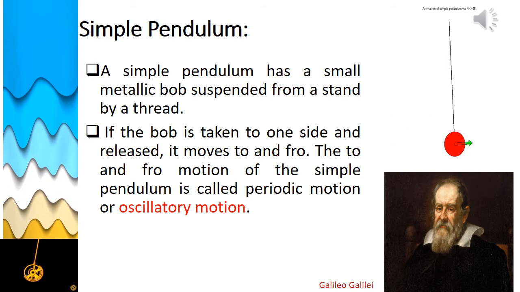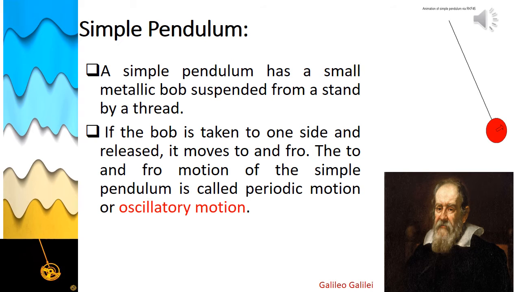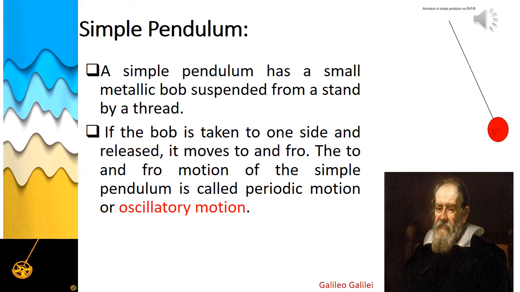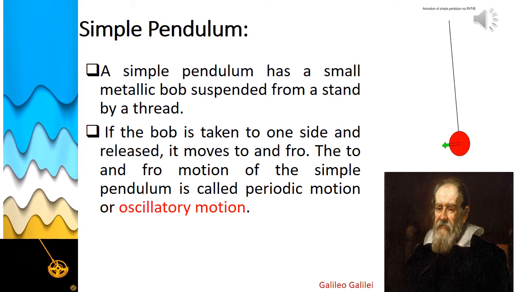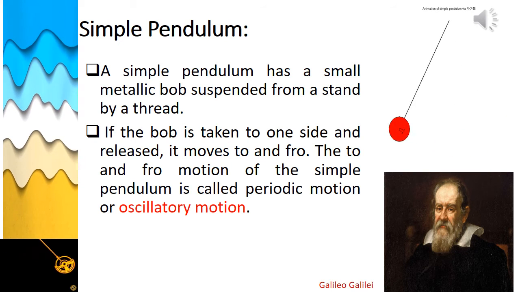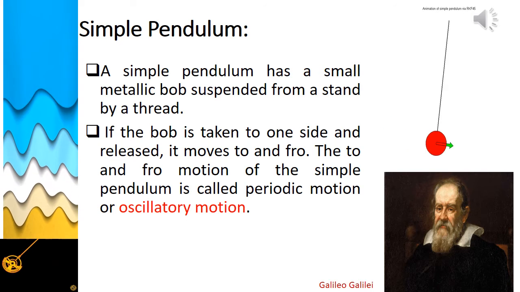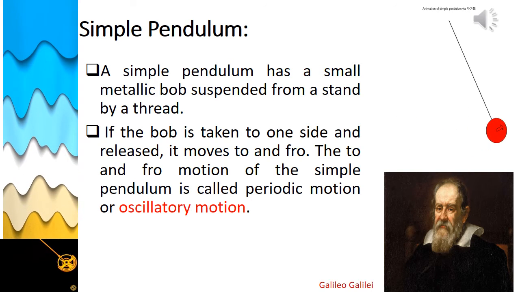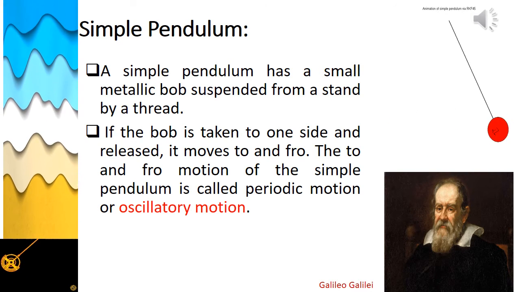The pendulum bob moves to and fro following the same path, and this to and fro motion of the pendulum is called the oscillatory motion. The motion of the pendulum was first studied by Galileo.